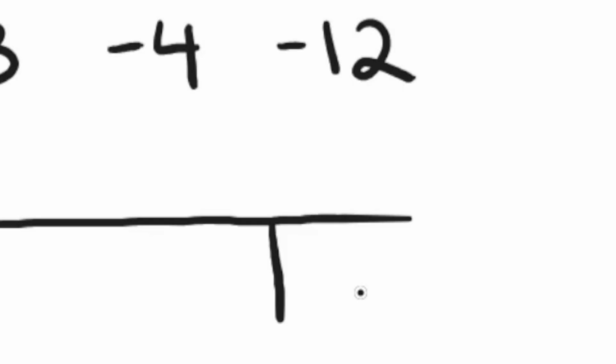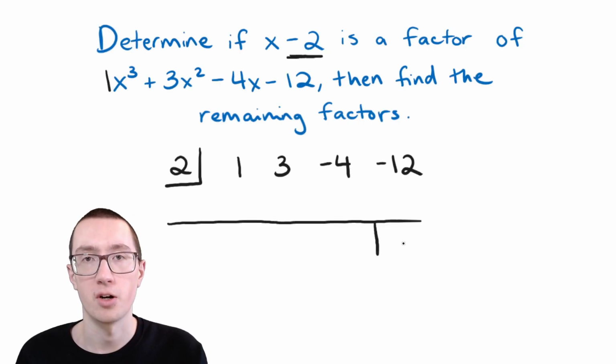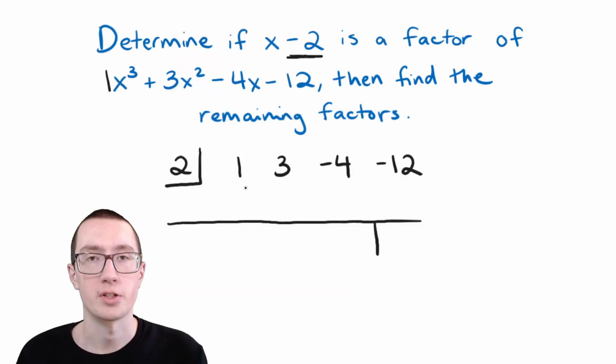And this is the important number, because remember, this needs to be 0 according to the factor theorem. This needs to be 0 for x minus 2 to be a factor. And then I'll show you what we do next. But if this is not 0, then x minus 2 is not a factor, and we can't do anything else. The problem's over. So we're going to take this first number here, 1, and we're going to drop it down.